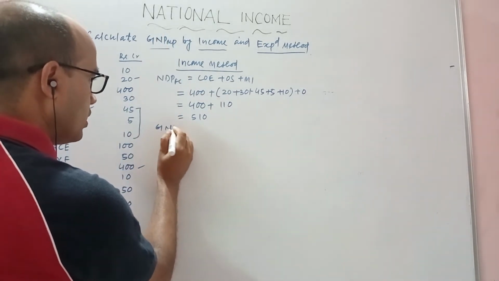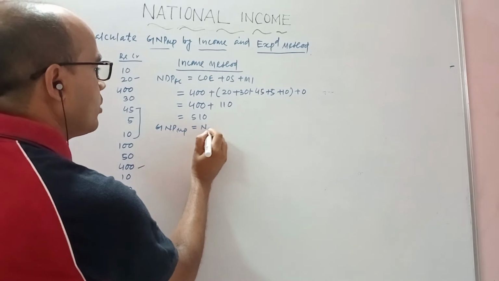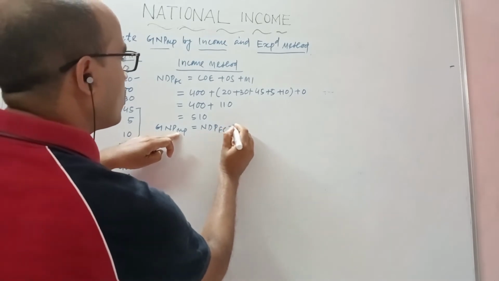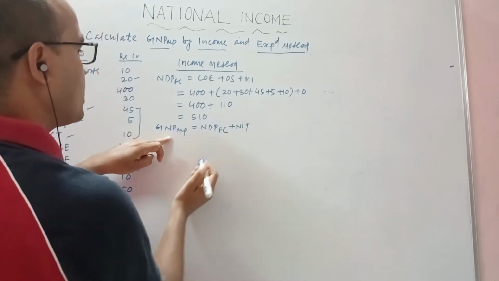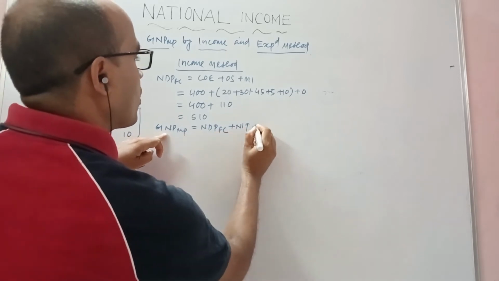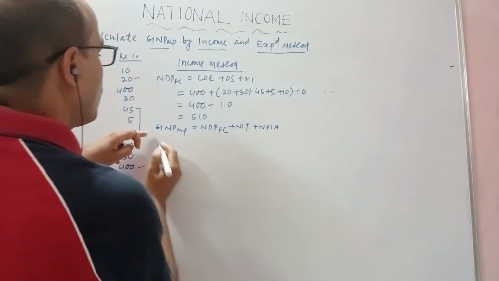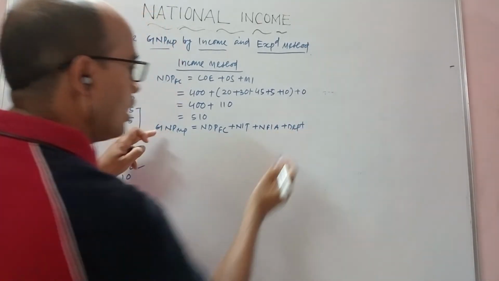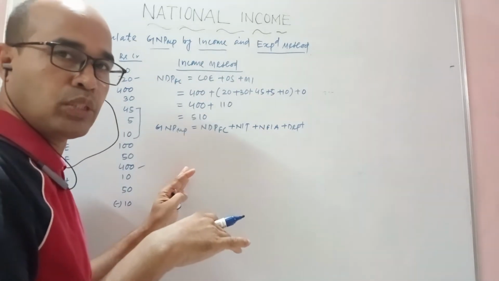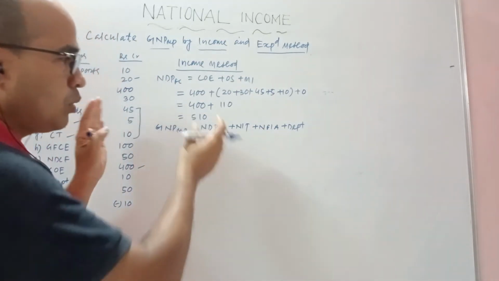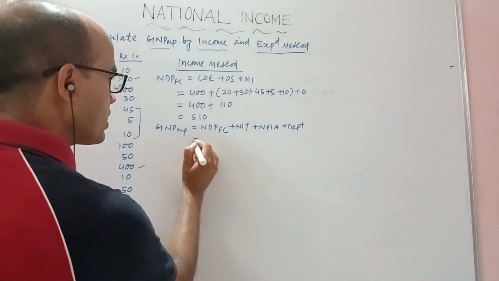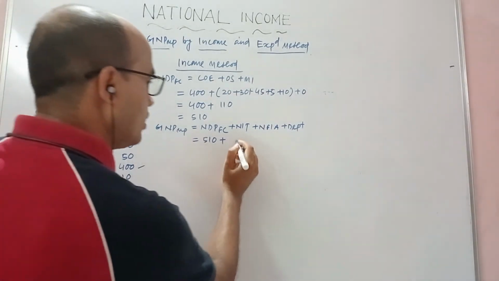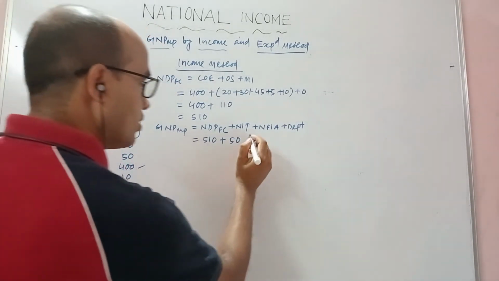So GNPMP is equal to NDPFC. To go from FC to MP, we add NIT. Then we want gross national, so plus NFI. We want gross from net, and gross equals net plus depreciation. Whatever I taught in the first video, you can check it; the three basic formulas can be used here. So NDPFC is 510. NIT is given as 50 here. After that, NFI is mentioned as minus 10.